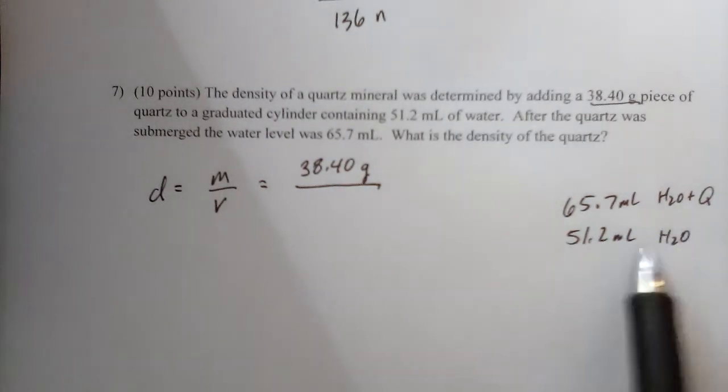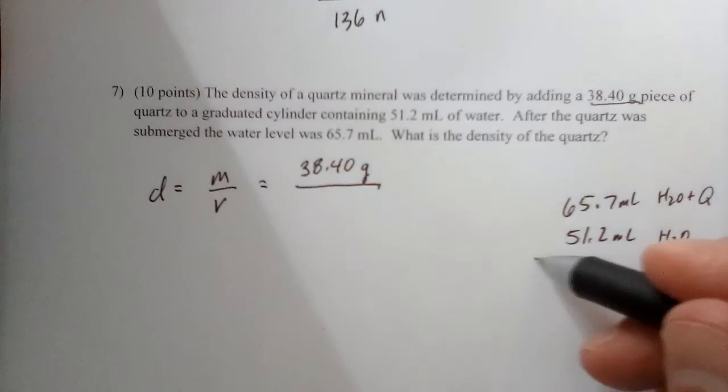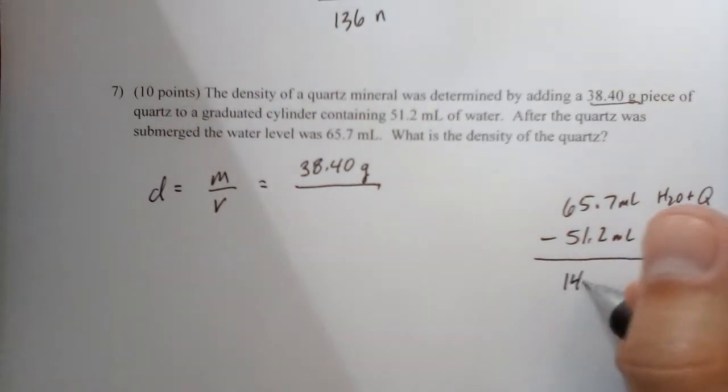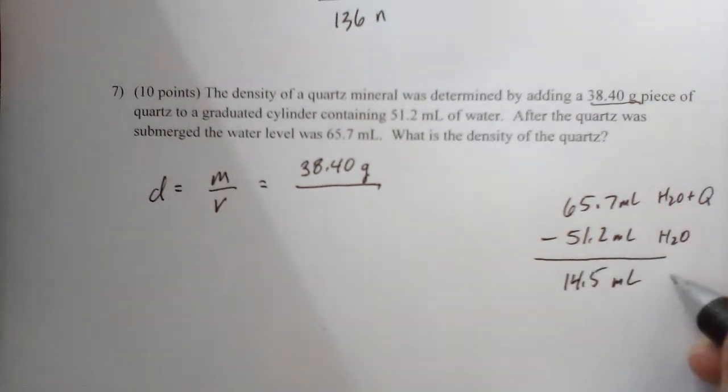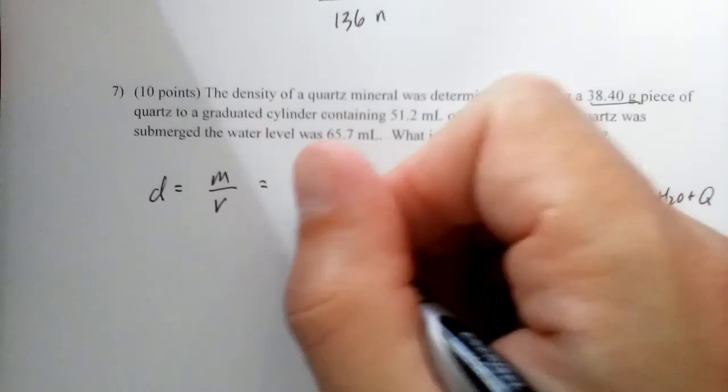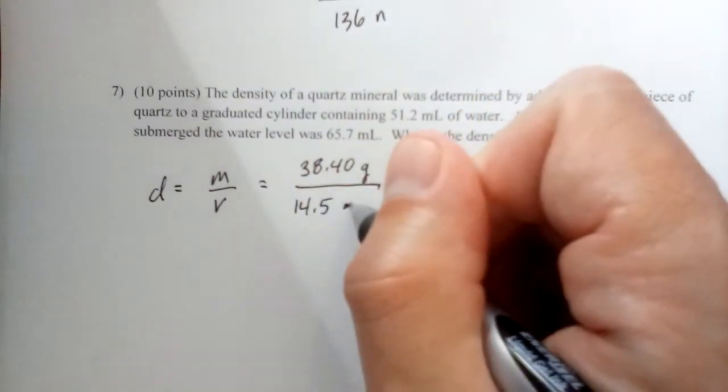So water and quartz, and if I subtract out the volume of the water, that will give me the volume of the piece of quartz. That's basically how much water it displaced when it was lowered into that graduated cylinder. So 65.7 minus 51.2 is 14.5 milliliters, and that would just be the piece of quartz's volume. So that's what we can plug in back here, the volume for the piece of quartz, 14.5 milliliters.